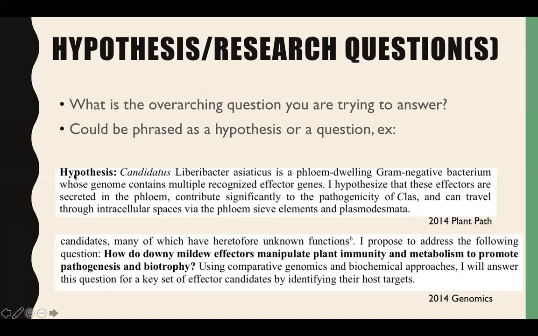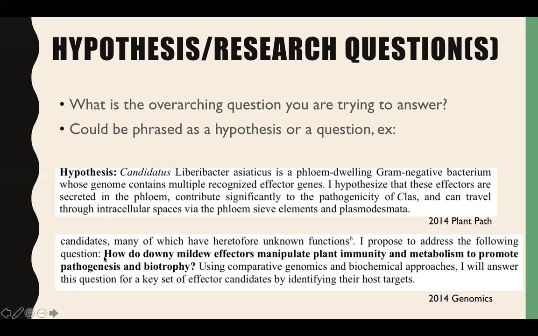In this one, she set up a hypothesis: I hypothesize that these effectors are secreted in the phloem, contribute significantly to the pathogenicity of class, and can travel through intercellular spaces via the phloem via sieve elements and plasmodesmata. So basically, her question is like, how are they secreted? What do they do? But she's hypothesizing what she thinks they do. And this is in the 2014 Plant Path essay if you want to read the whole proposal.